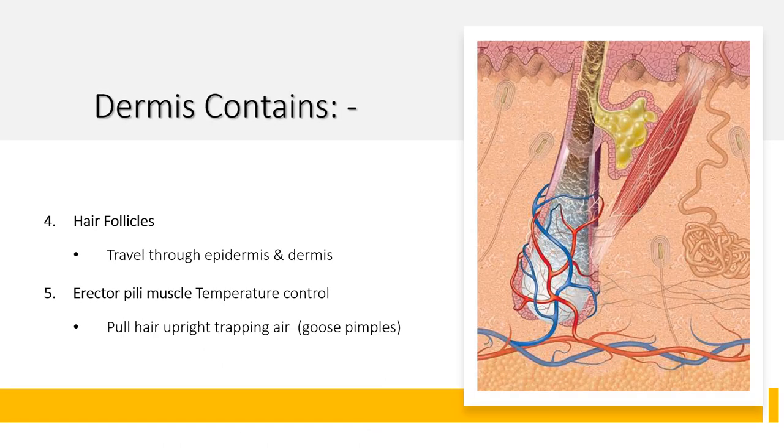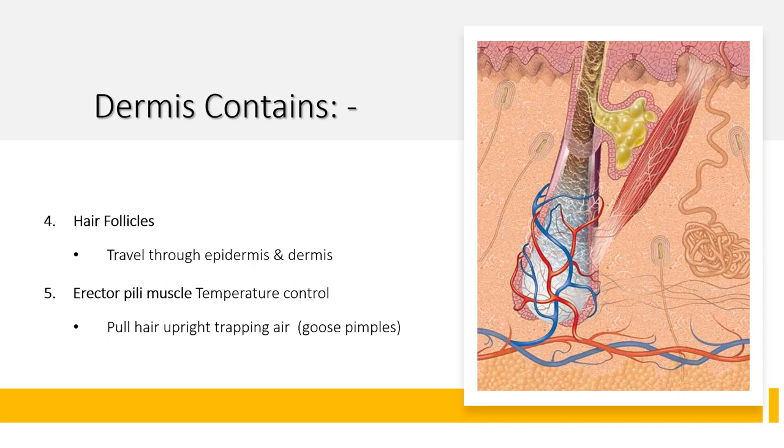Hair follicles sit in the dermis, and they travel through the dermis and the epidermis. One of the questions we quite often have in the iTech question is, which layer do the hair follicles actually protrude from? Protruding from is obviously going to be the epidermis, whereas the dermis is where they start from. The erector pili muscle is a little muscle that controls temperature.